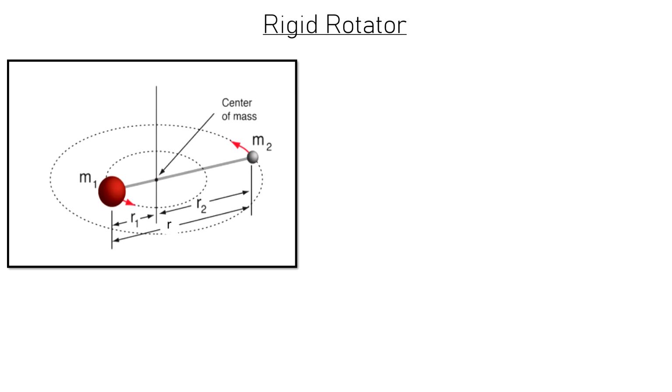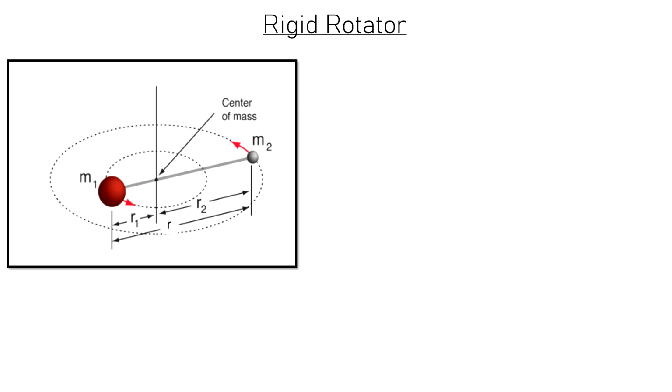Okay, so you can see there are two masses, M1 and M2, and they are connected with a fixed rod of length r. There is a point based on their mass distribution. This is basically the center of mass of the system. From the center of mass, mass m1 is r1 distance away and m2 is r2 distance away. So this is basically a typical figure of a rigid rotator.